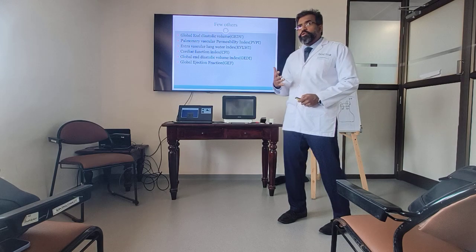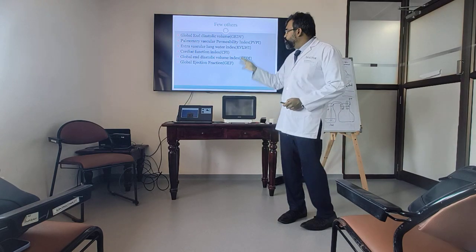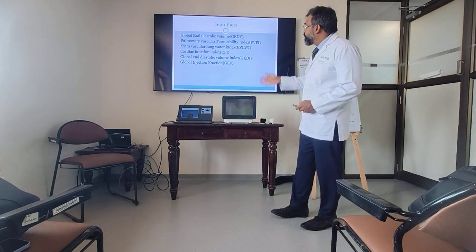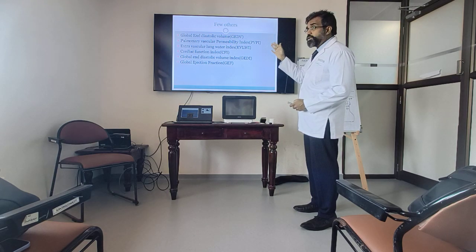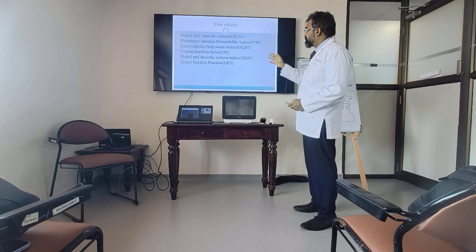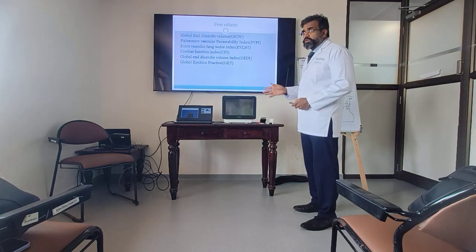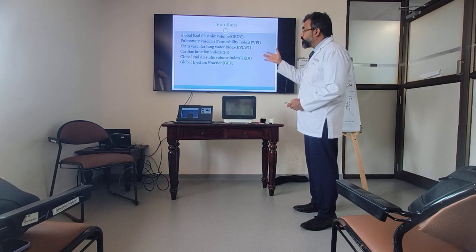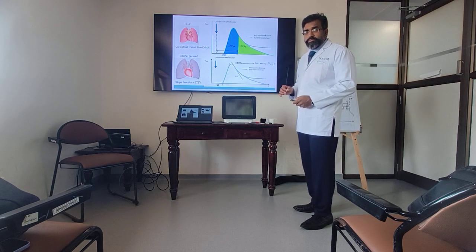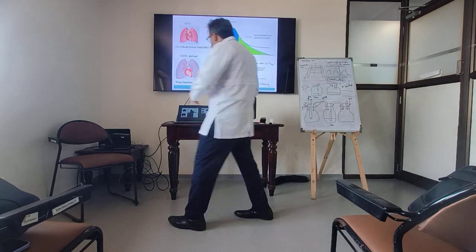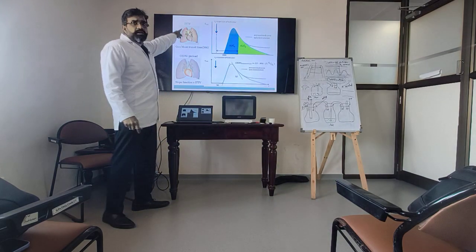And what do you get apart from these things? In Swan-Ganz, you are not getting these values. Now you are getting a huge number of other values. Global end-diastolic volume, pulmonary vascular permeability index, extravascular lung water index, cardiac function index, global end-diastolic volume index, global ejection fraction. You're getting a lot of things here. Okay, now how does it get all these things? So let me explain this now. Okay, so what you're seeing over here is intrathoracic volume.